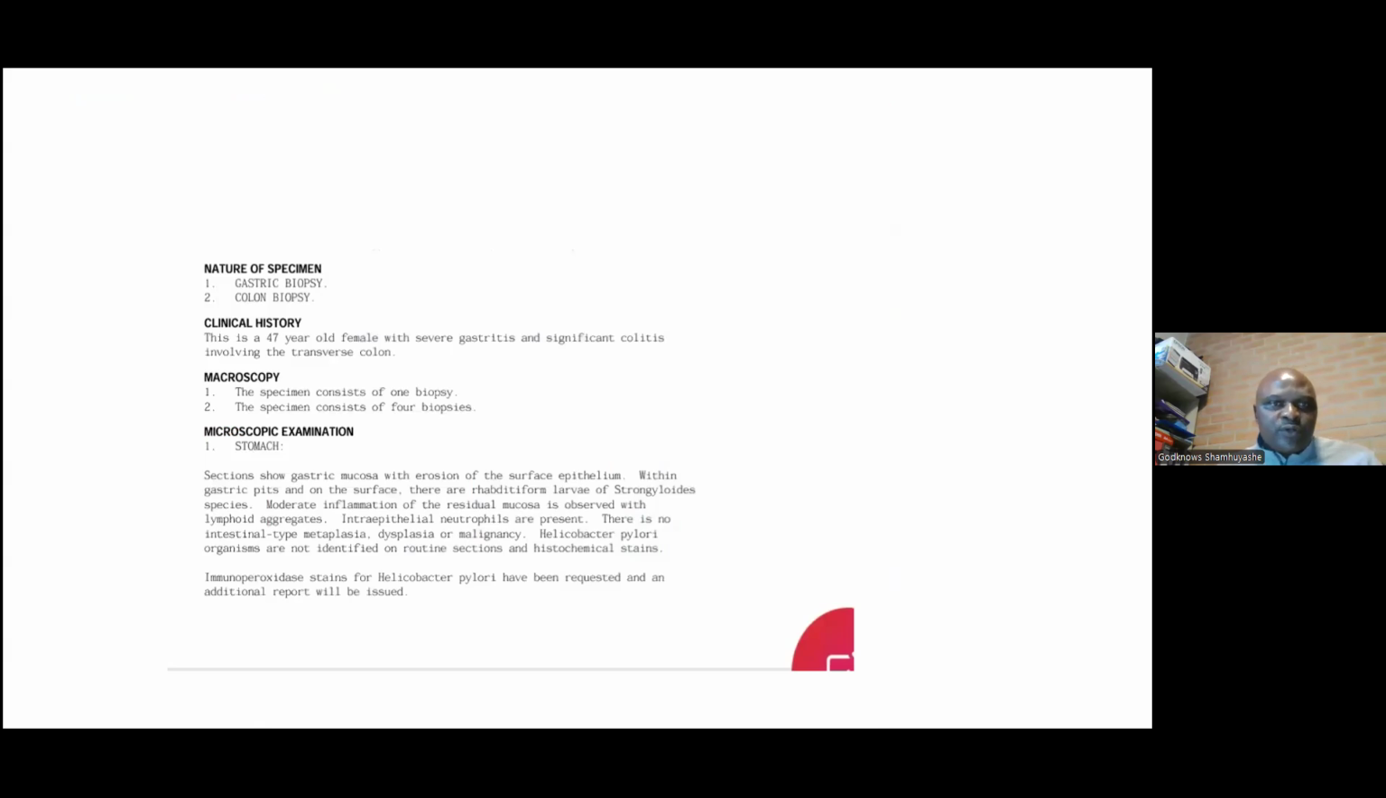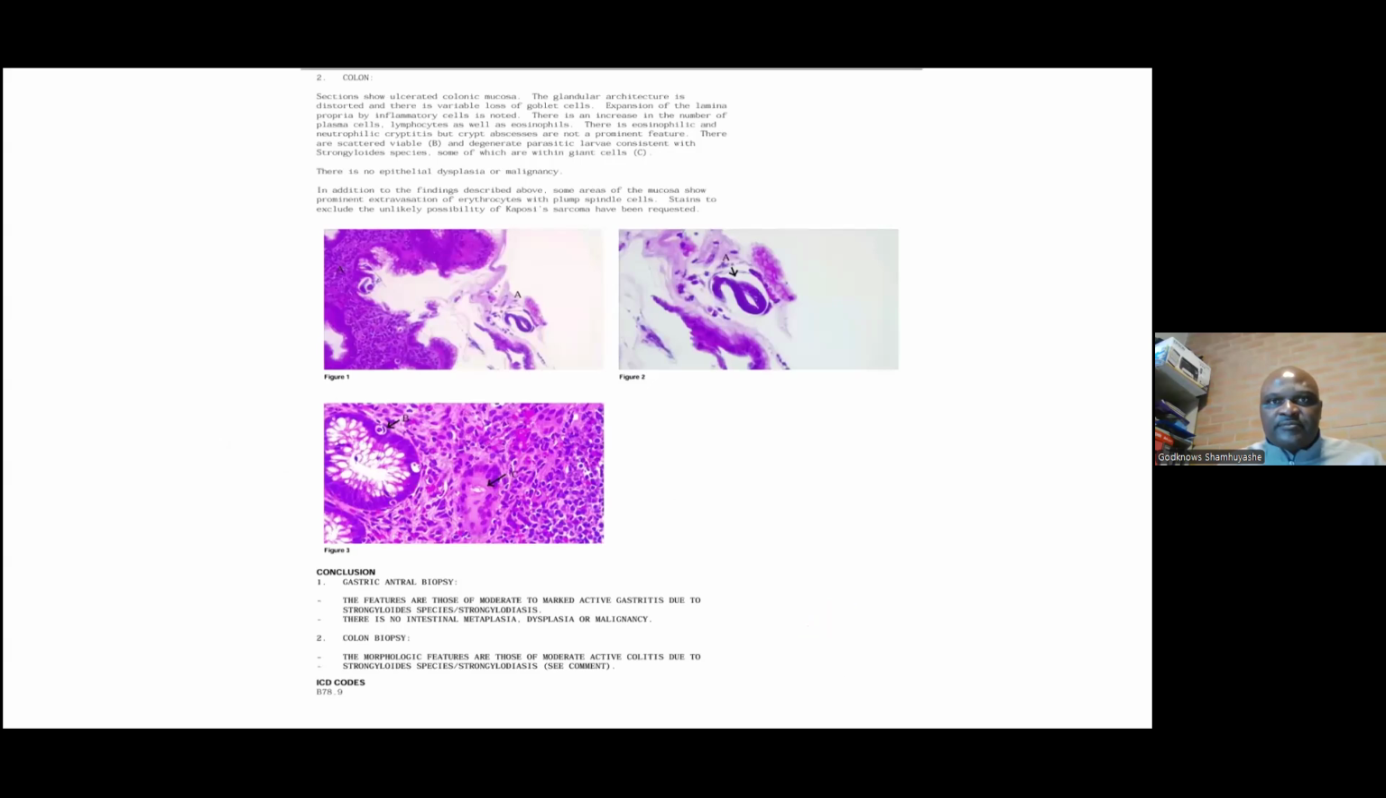procedure. So on the gastric biopsy which was done, the histology showed rhabditiform larvae of Strongyloides species within the gastric pits, with moderate inflammation of the residual mucosa, also observed with lymphoid aggregates. There was no intestinal type metaplasia, dysplasia, or malignancy. H. pylori organisms were not identified. And this slide shows sections of the ulcerated mucosa.